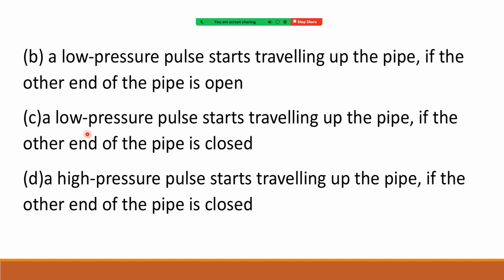Right? Okay. Next, coming to the closed one, there is no change. That means a high pressure pulse starts traveling up if the other end of the pipe is closed, because in this there is no change of phase. So D is correct, and B. So B and D are correct options. Okay, right. See next problem.